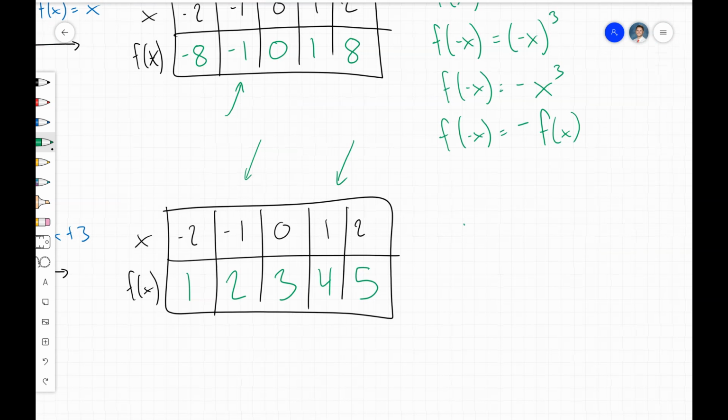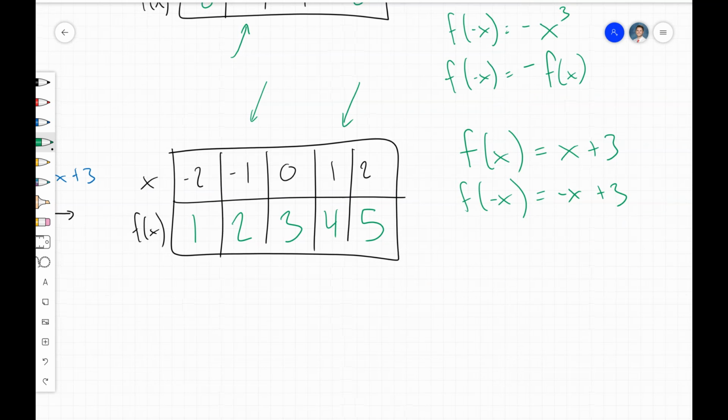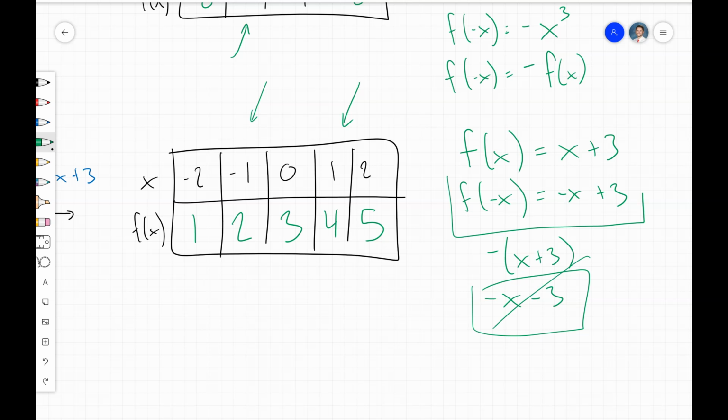So algebraically, let's look at that. We know that f of x equals x plus 3. So f of negative x is equal to negative x plus 3. And again, this is not the opposite of f of x. If we were to look at the opposite of f of x, which is x plus 3, that would be negative of x plus 3, which would give us negative x minus 3. So this would be the opposite, but that's not what we get. We get f of negative x equals negative x plus 3. So therefore, this is neither even nor odd.